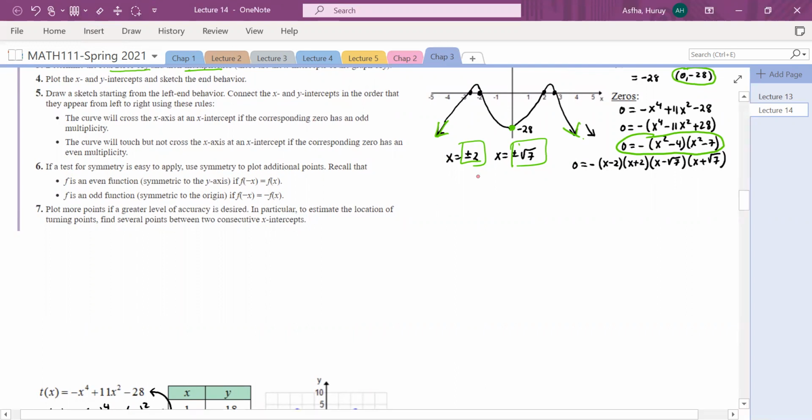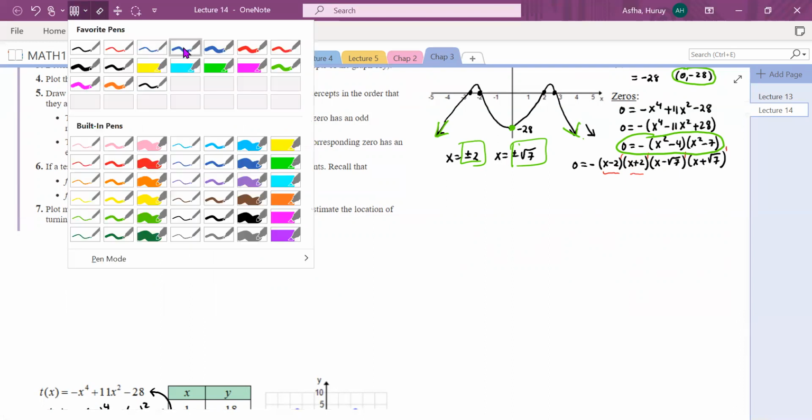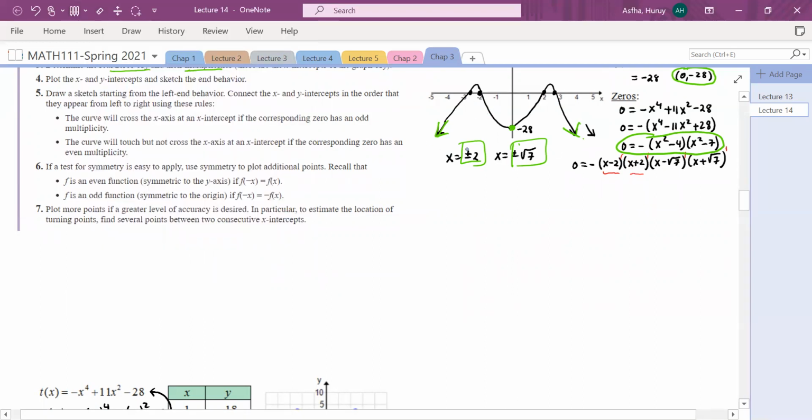Okay. So now by looking at this, what's the multiplicity? Well, for each of them, the multiplicity is 1 because there is no power here. The power is 1 for each of them. Therefore, the multiplicity for all of them is 1. And if you remember, if the multiplicity is an odd number, then the graph crosses the x-axis. It's a crossing point, not a touch point. Therefore, at each of these points, the graph crosses the x-axis. Okay, so those points are these.